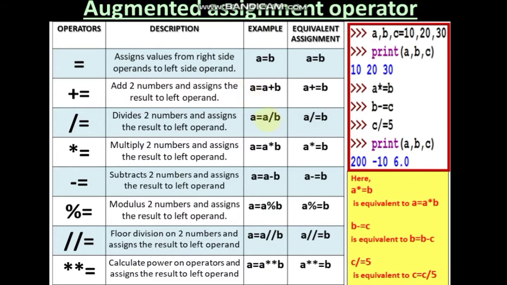Similarly, a = a / b. You can write in a shorthand notation or augmented assignment operator notation, a /= b. So the left hand side variable, operator, then equal to, and then the variable or the value at the right hand side. Similarly, a = a * b, a *= b. So in the same manner all are given. So let me show you one example.